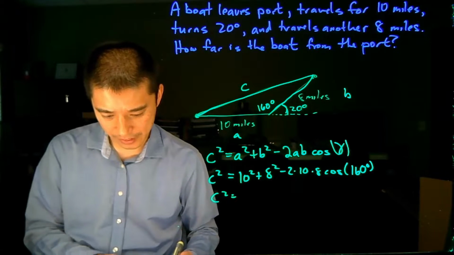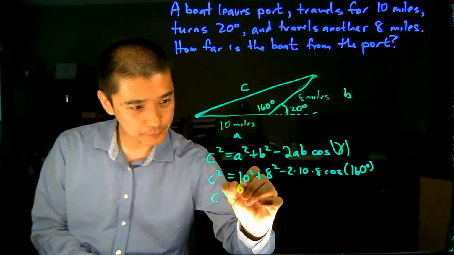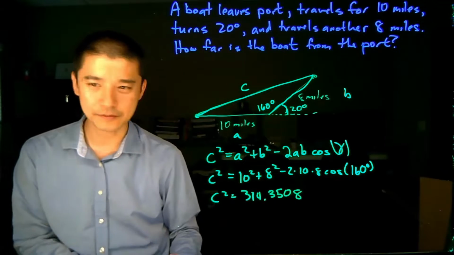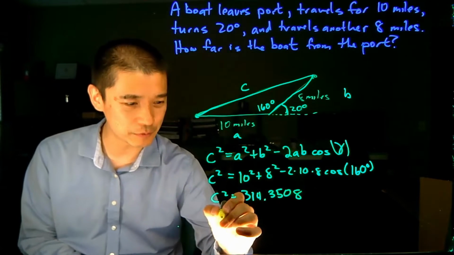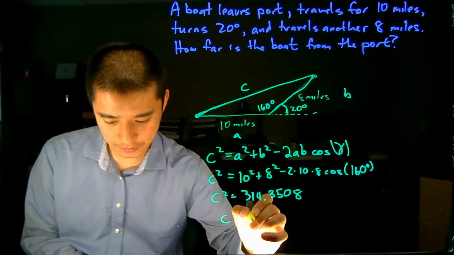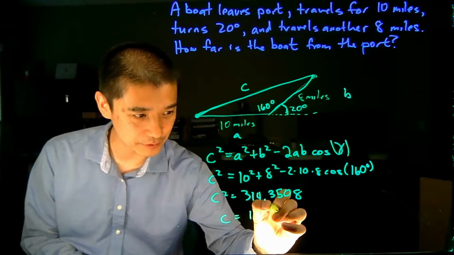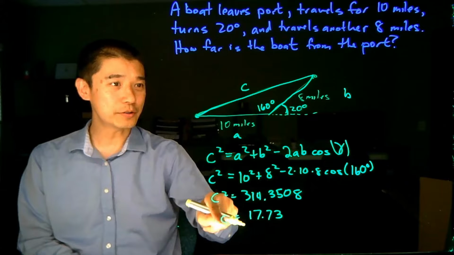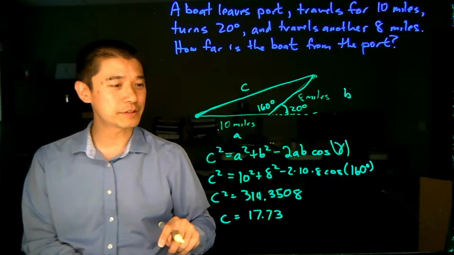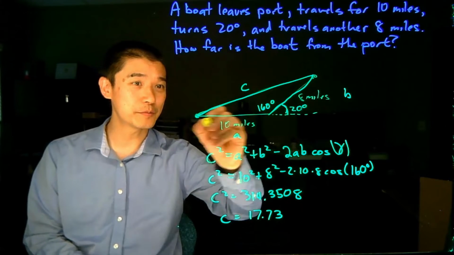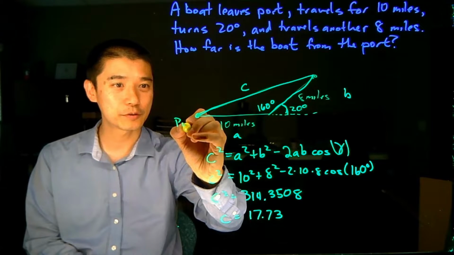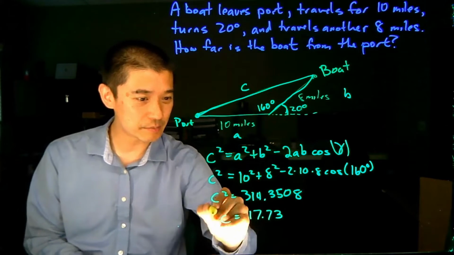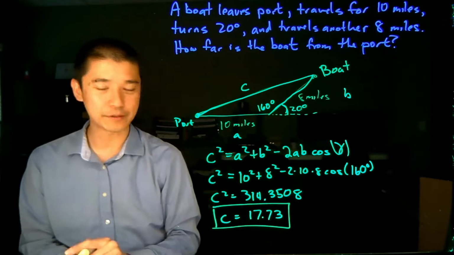This will get us the value of 314.3508. So to get C, we take the square root of that. C is equal to the square root of this thing, which is about 17.73. And this tells us that the boat is approximately 17.73 miles from the port. So this was the port, and that's the boat. And C is about 17.73.